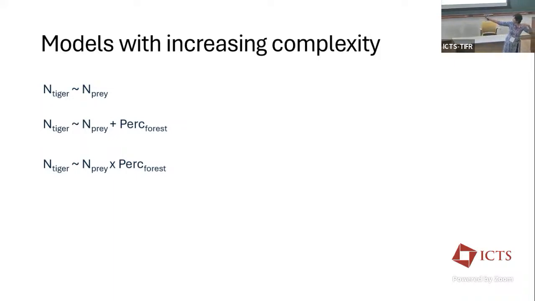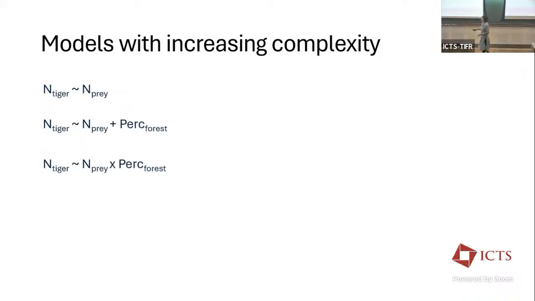The number of prey and the percentage of forest are going to independently impact the number of tigers. Interactive model? Interactive model tells about the number of prey interacting with the forest. So these two variables will be interacting and how it collectively affects the population of the tiger. Basically, the impact of the number of prey on the number of tigers is going to depend on how much forest there is.